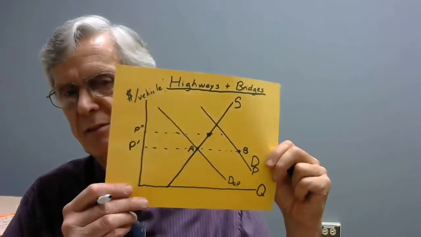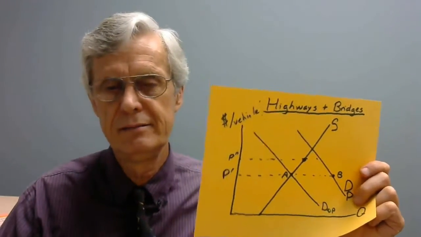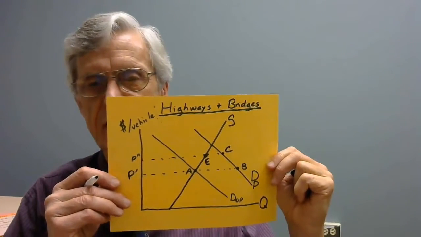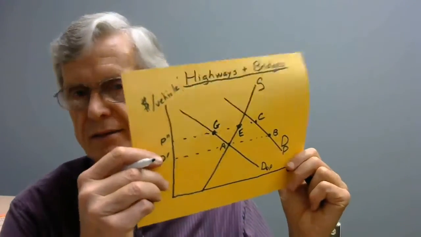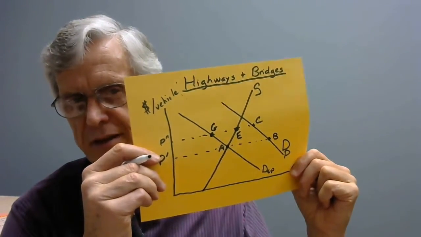Now what happens if you build something sort of in the middle here? So now you have P double prime. Sorry, I'm talking to my graph. You have P double prime there, you see this little spot right in the middle. You'd have E versus C as a shortage in peak periods, and E versus G as a surplus, kind of lonely out on the highway during the off-peak periods, as a result of charging that price.